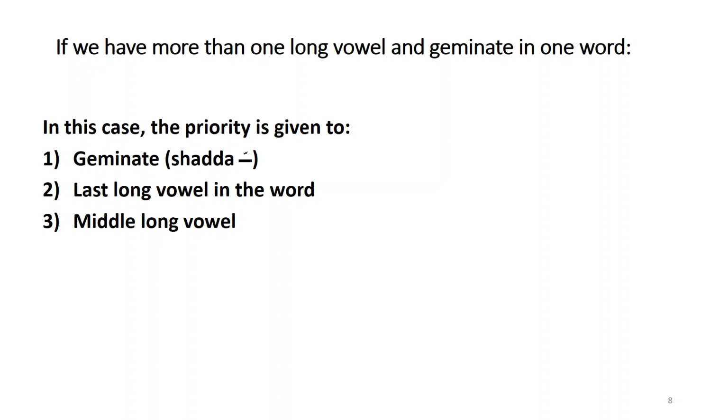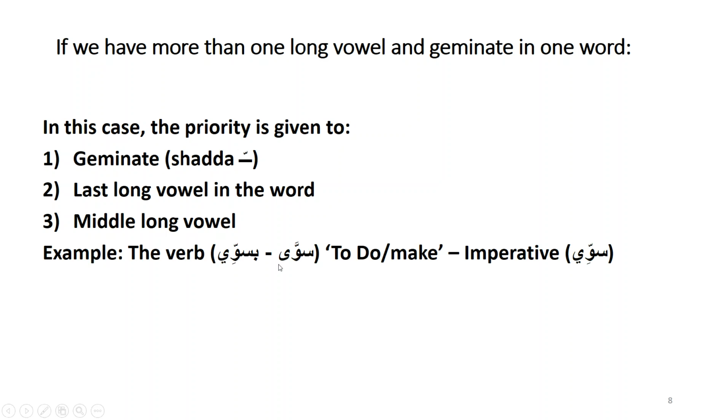Let's see this example. The verb سوى, the root, and the present tense is بسوي, which means to do or to make. To make, like make tea, like you tell somebody سوي شاي. Or an assignment, سوي واجباتك. So basically here we have a shadda, and we have a long vowel, and we have a short vowel. So shadda wins, so we follow the shadda rule. So it will be سوي. So that's also very important to keep in mind.